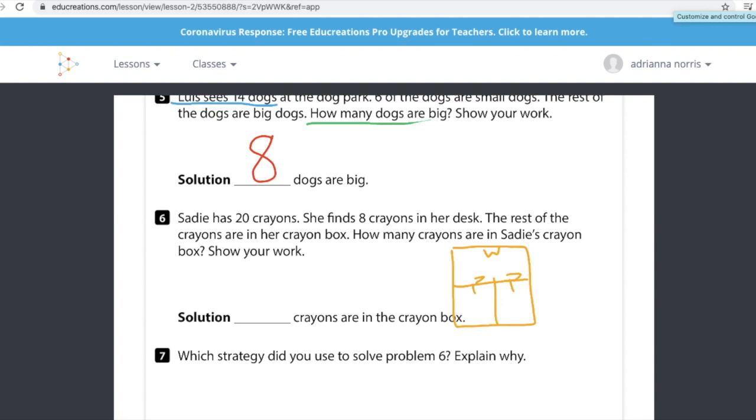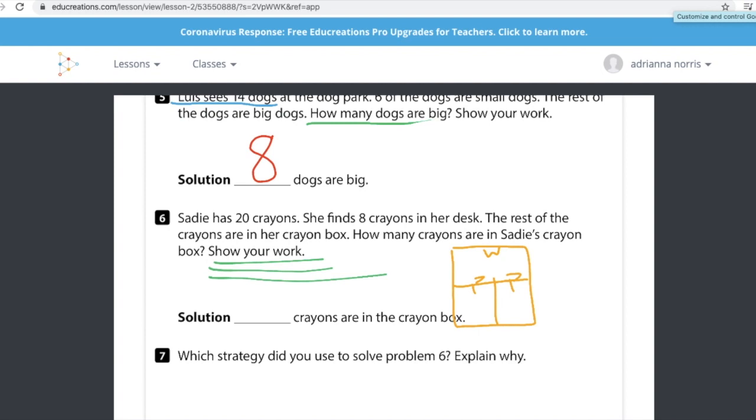All right. Now, here we go. Sadie has 20 crayons. She finds 8 crayons in her desk. The rest of the crayons are in her crayon box. How many crayons are in Sadie's crayon box? Show your work. All right, so we have our whole part chart.